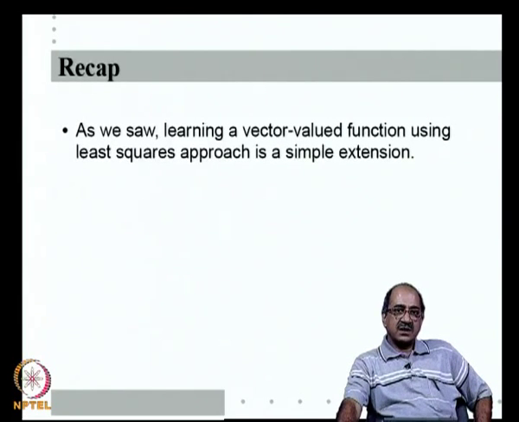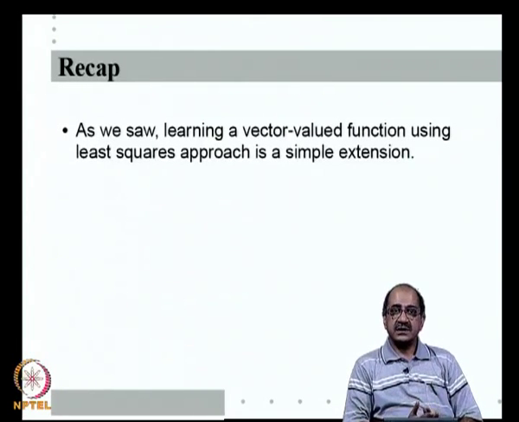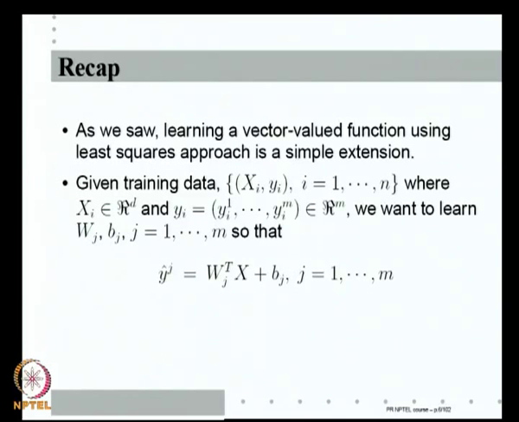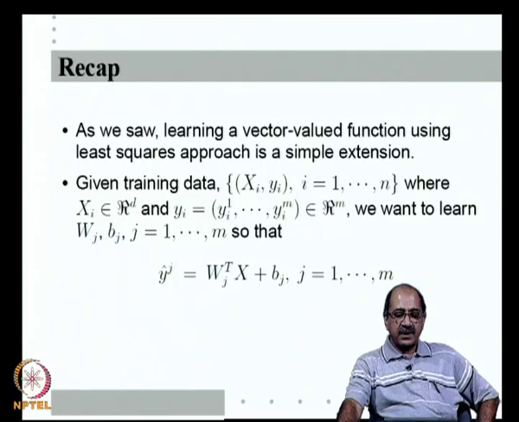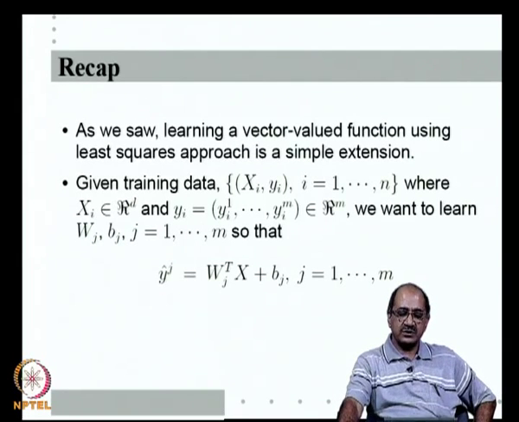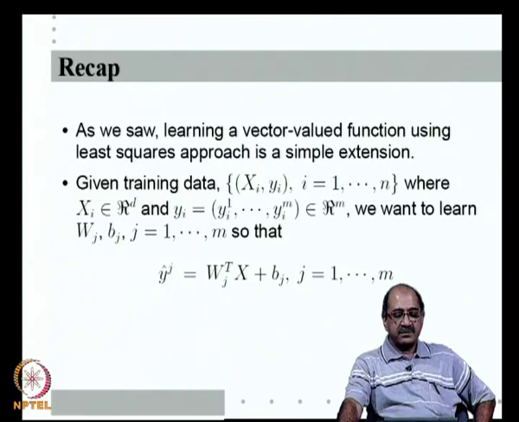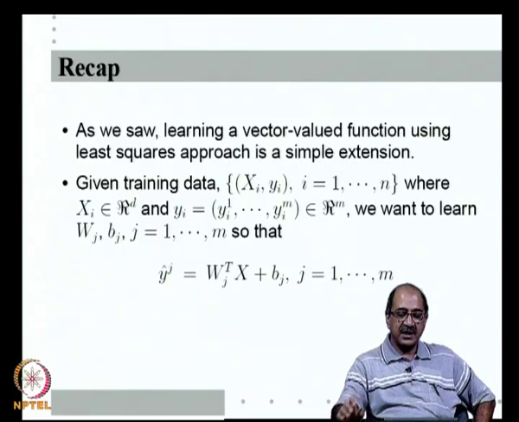So, to start with, we saw in the last class that learning a vector valued function using the least squares approach is a very straightforward extension. What does learning a vector valued function mean? That the target values themselves are vectors. So, it means that we are given training data xi, yi as usual, n training data, where xi is in some R^d as usual, but now yi itself is a vector. Let us say it is an m vector, it is in R^m. So, there are m values. Let us say yi has components yi1 to yim, and we want to learn linear models for each of them.